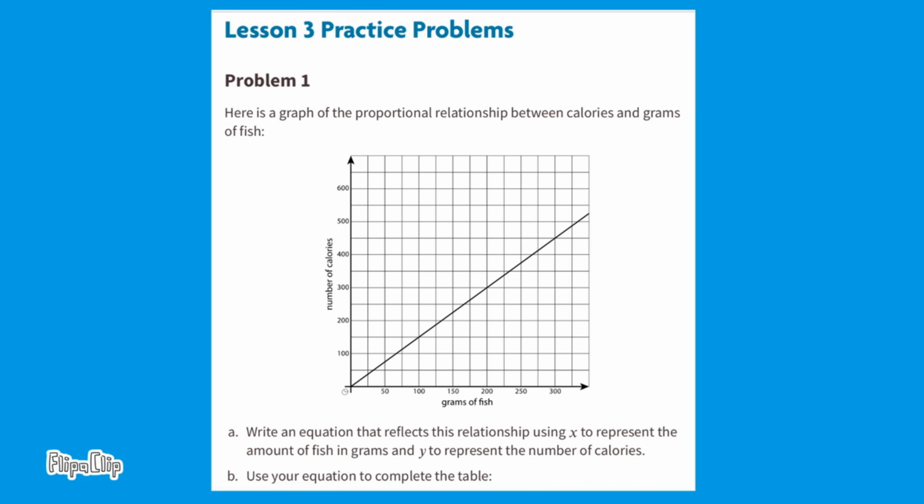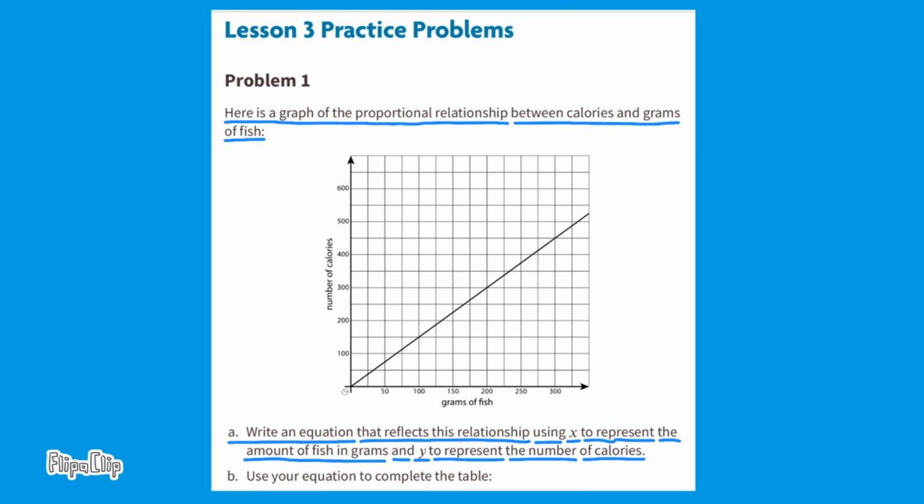Lesson 3 Practice Problems. Number 1. Here is a graph of the proportional relationship between calories and grams of fish. A. Write an equation that reflects this relationship, using x to represent the amount of fish in grams and y to represent the number of calories.